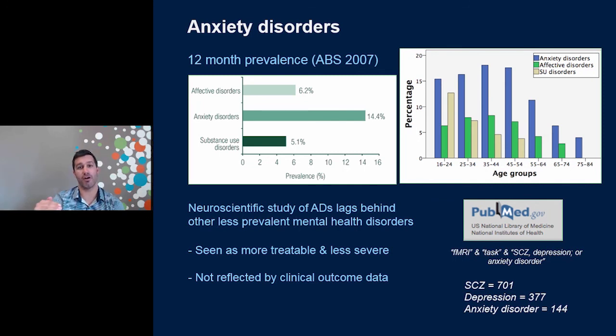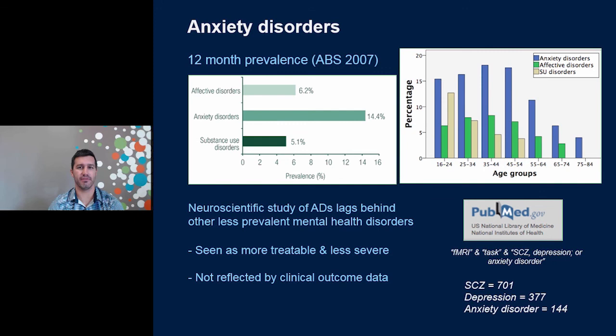In terms of their higher rate of prevalence than some other disorders, that seems to be sustained across the age groups shown on the top right-hand slide there. But it's interesting that, from a neuroscience point of view, the study of anxiety disorders really seems to lag behind other less prevalent conditions. Why is that? It may be that there is a general feeling or bias that they're seen as more treatable perhaps and less severe.